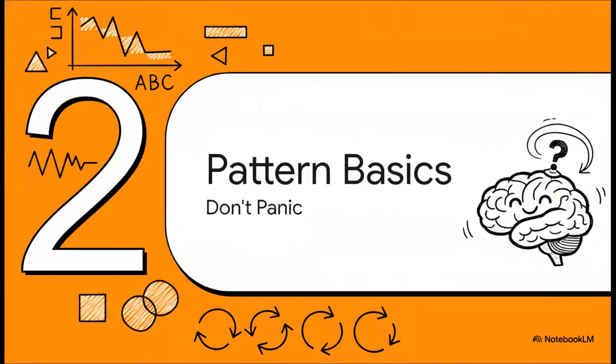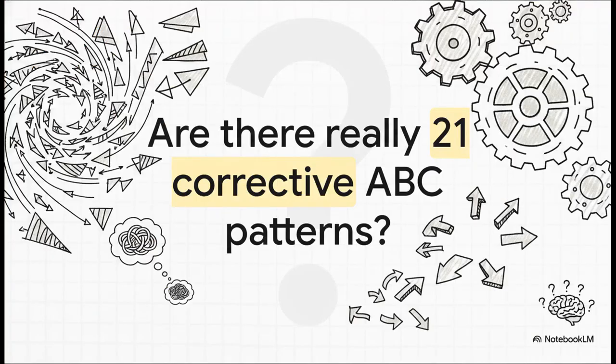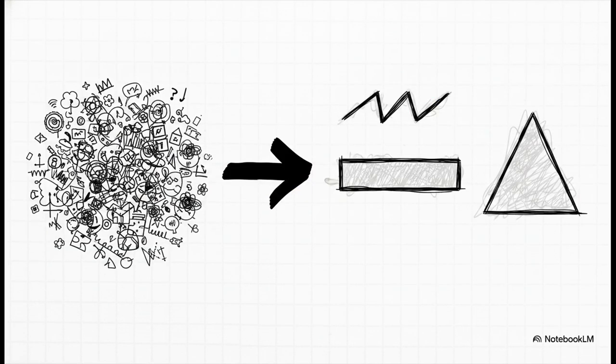Section 2. Pattern basics. Don't panic. Okay, so we know what a basic correction looks like, but here's where things usually go off the rails for people. According to Elliott, there are 21 different corrective ABC patterns out there. Yeah, you heard me. 21. I know exactly what you're thinking. That sounds completely overwhelming. I mean, trying to memorize 21 intricate chart variations? No way! But take it easy.